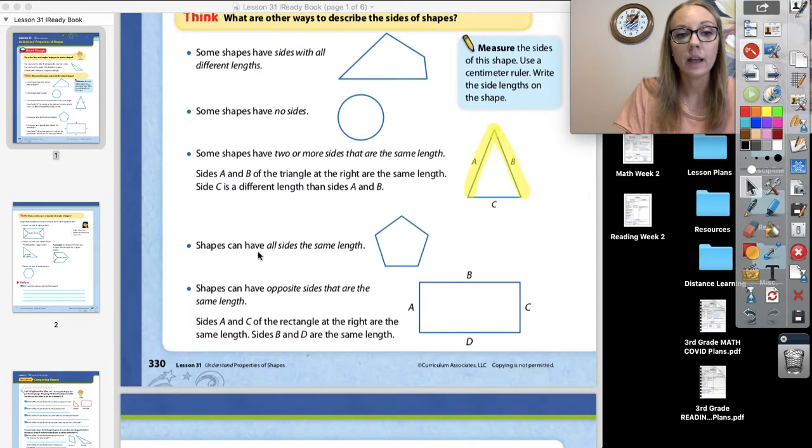All right, shapes can have all sides the same length. If you look at our pentagon right here, if we deconstructed that pentagon and put all of those lines next to each other, they would all be the exact same length. You could also take a ruler and measure them to see if they're all the same length.